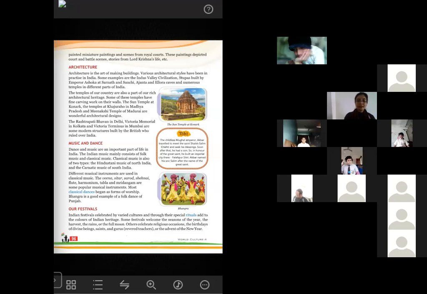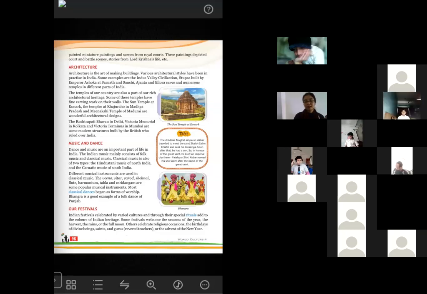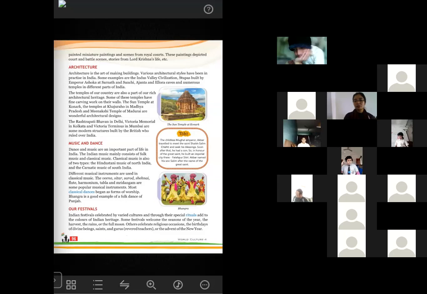Next is our festivals. Indian festivals are celebrated in varied cultures through the special rituals that add colors to the Indian heritage.